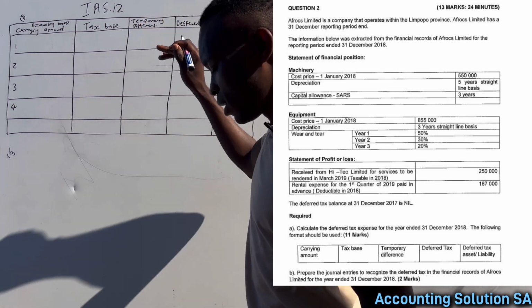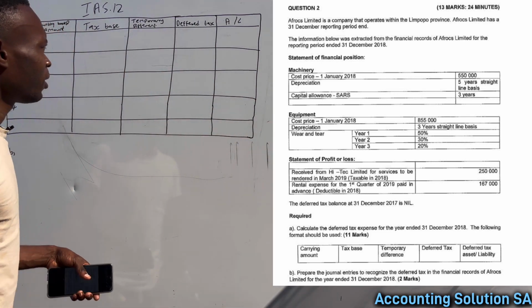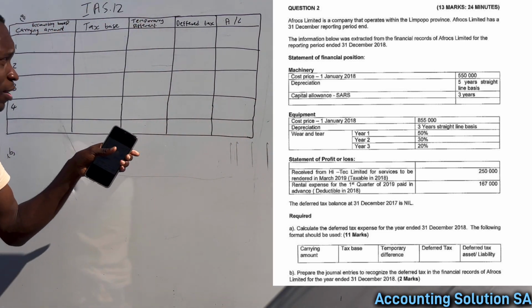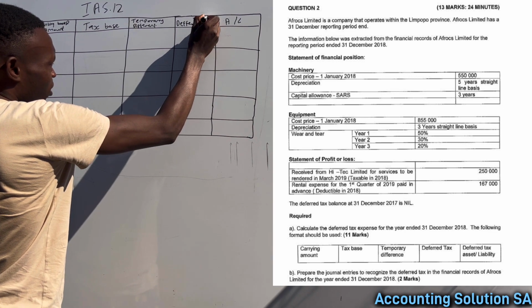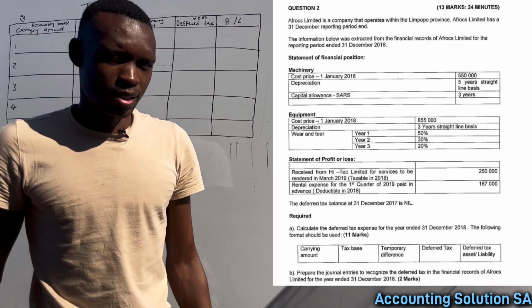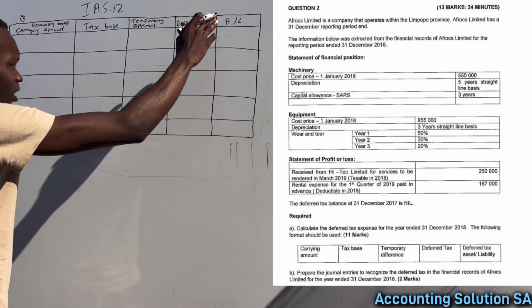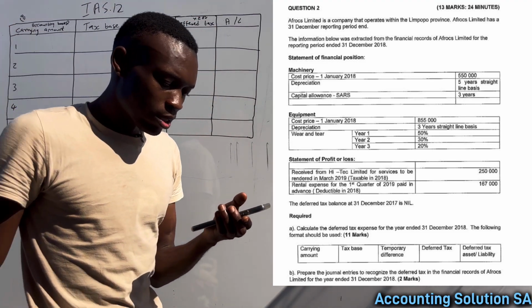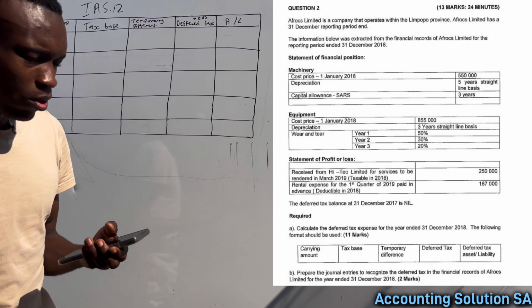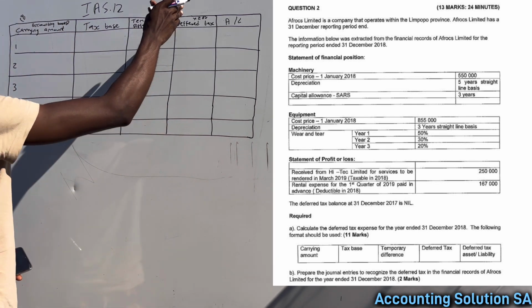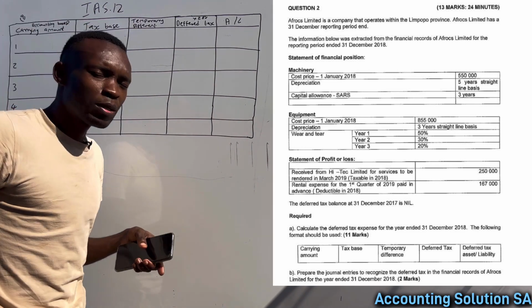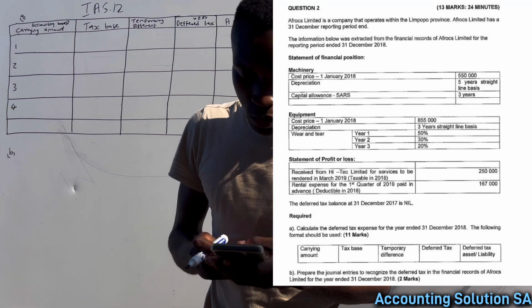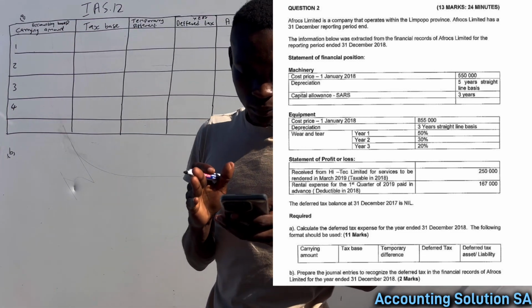Okay, then deferred tax: you are going to take the temporary difference and multiply by, in this case, 28%. Okay, then after that, you need to indicate whether it's a deferred tax liability or an asset, according to the amount that we got and the understanding of temporary difference. Okay, let's start with number 1.